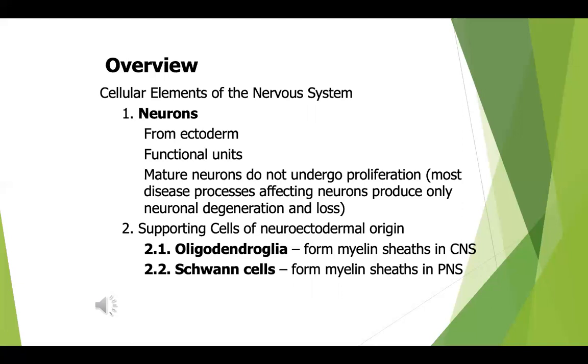Glia comes from the Greek word which means glue. So mainly these cells really glue together or support the neurons to make up the nervous system. So first we have the oligodendroglia. These cells form the myelin sheaths in the central nervous system. So they're in the spinal cord and the brain. The Schwann cells, on the other hand, form the myelin sheaths in the peripheral nervous system, the peripheral nerves and the cranial nerves.